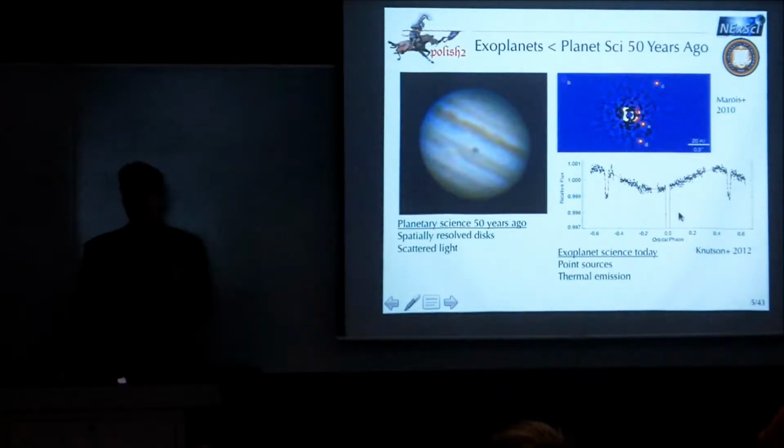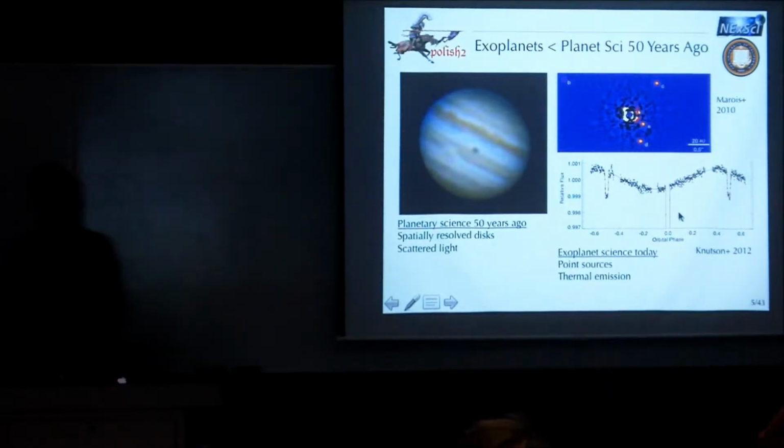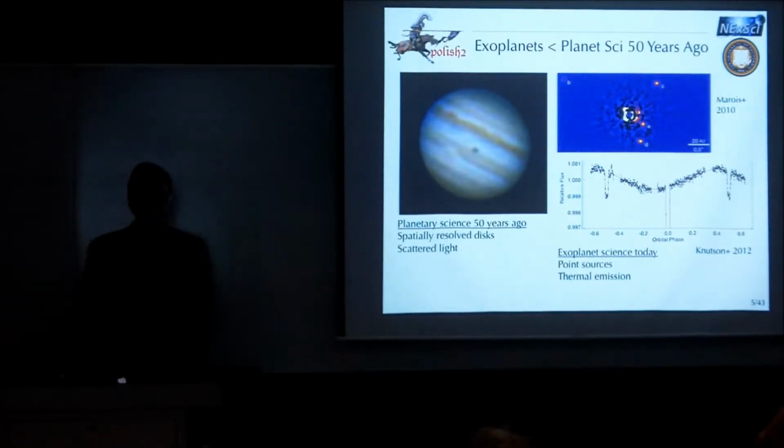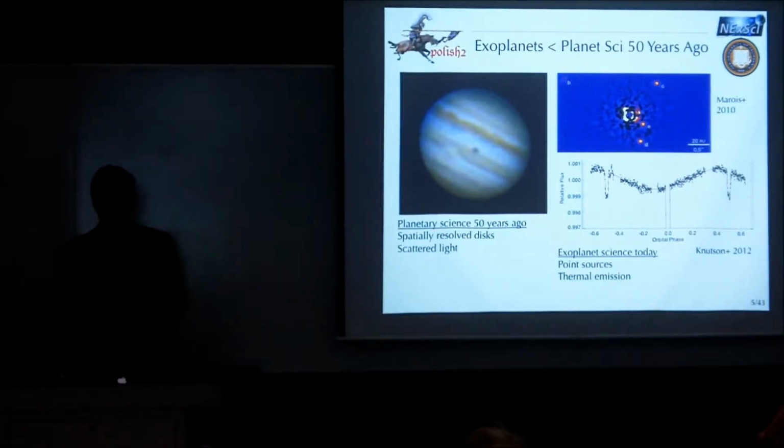The other type of planet we've been looking at recently are spatially unresolvable planets. So these are planets that orbit so close to their host stars that you're never going to separate out the star and planet in an image. They're just way too close. You can't build a telescope big enough to do that.